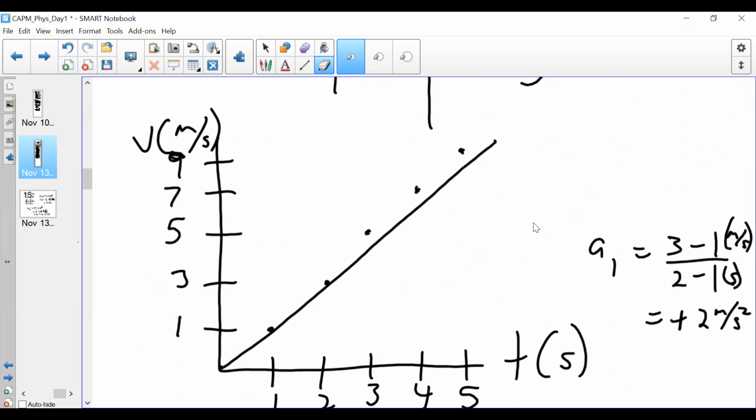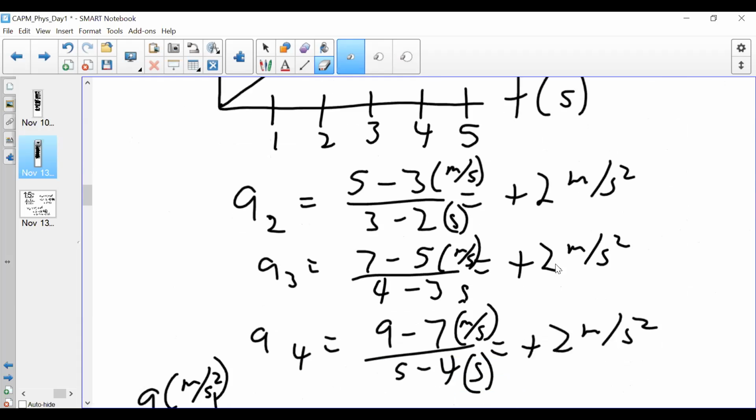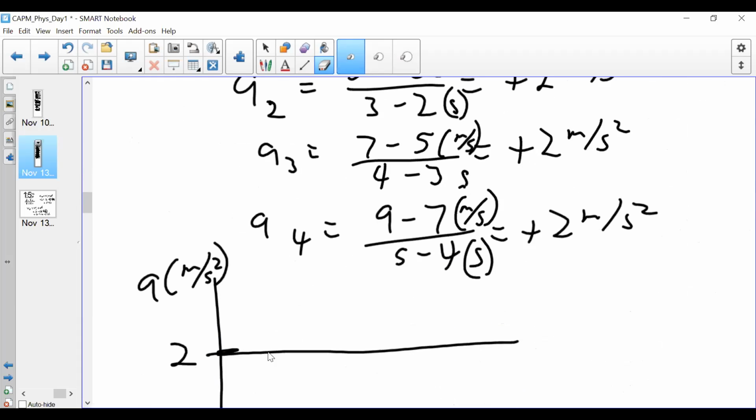It's got one common rate, aka one common slope, which is one common acceleration, the constant acceleration that we have just calculated. In this case, it's 2 meters per second squared every second. Constant, constant, constant to infinity.